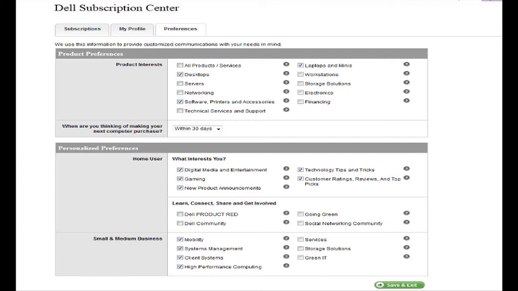So this is an example of Dell's Global Subscription Center. They're managing preferences across about 63 countries, doing a great job in doing that. Again, at a very granular level, being able to understand how their customers want to be communicated with.